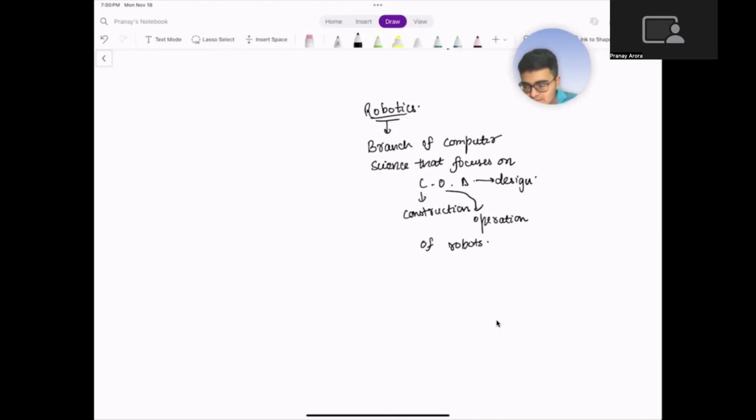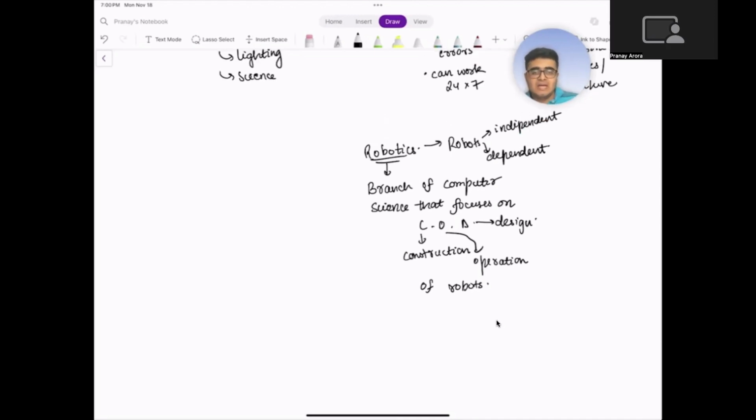Now, robots can be of two types. They can be dependent, they can be independent. Dependent means robots will work automatically, but a human is needed to intervene or to focus on them to see if everything is happening right or if there's something wrong that needs to be rectified. And independent is when there is no human intervention required and the robots can work by themselves.